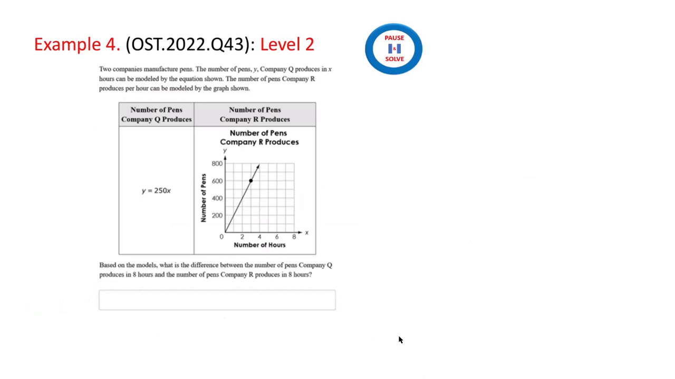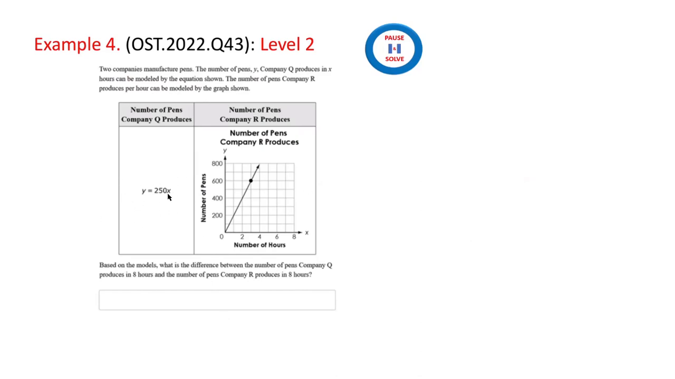Example number 4. Here we are comparing a table, a graph, and a formula, a function here. So two companies manufacture pens. The number of pens y company Q produces in x hours can be modeled by the equation shown. The number of pens company R produces per hour can be modeled by the graph shown. So this should tell you what is happening.